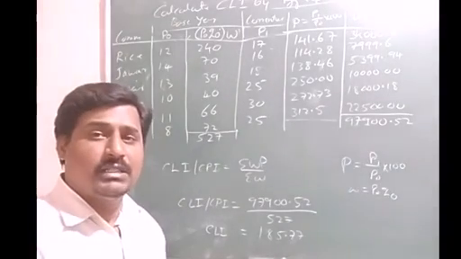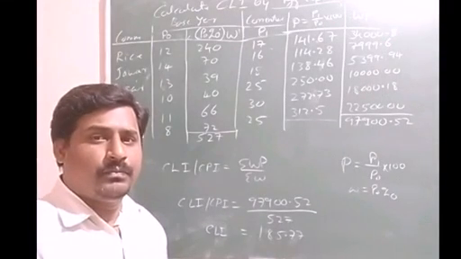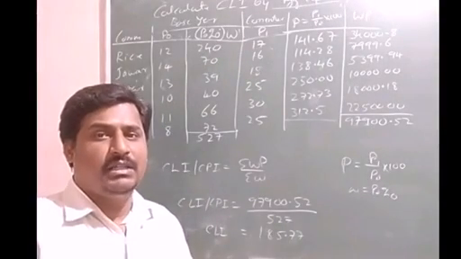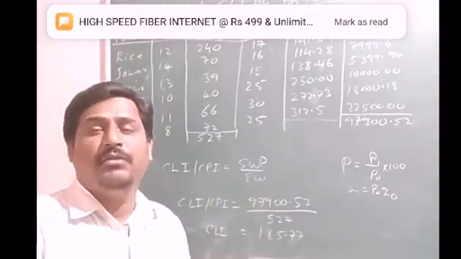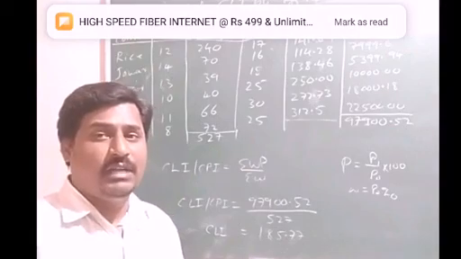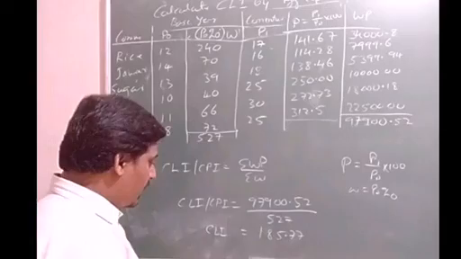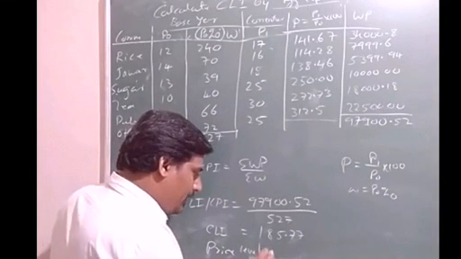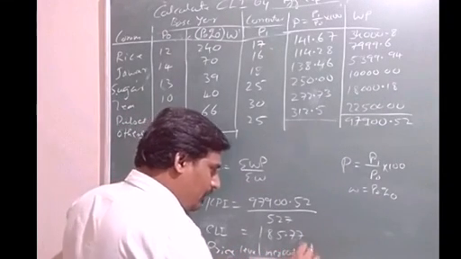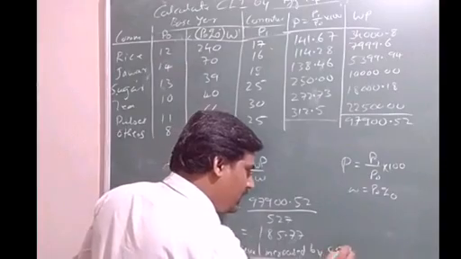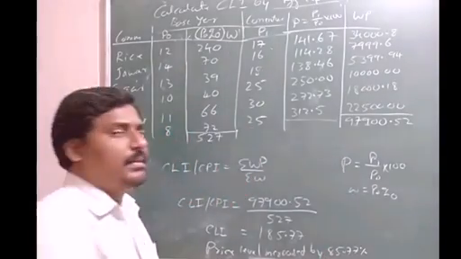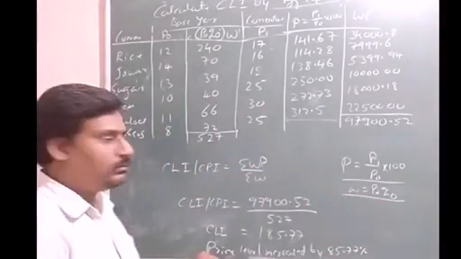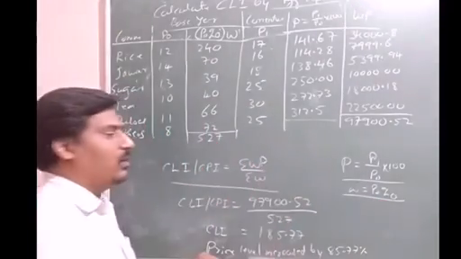So both answers, CLI by the aggregate expenditure method and CLI by the family budget method, are the same. There is no difference between the two methods. We get the same answer, but in the exam we have to refer to whichever method they have asked and solve the problem. So here the comment is: price level increased by 85.77%.